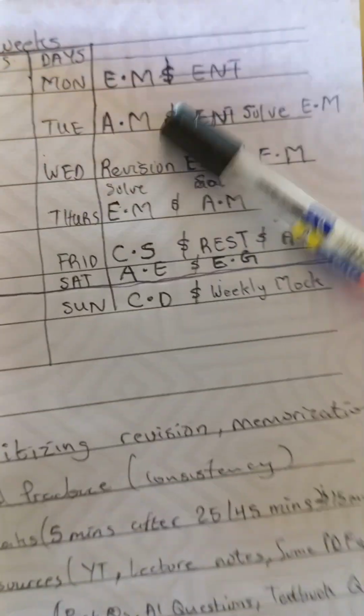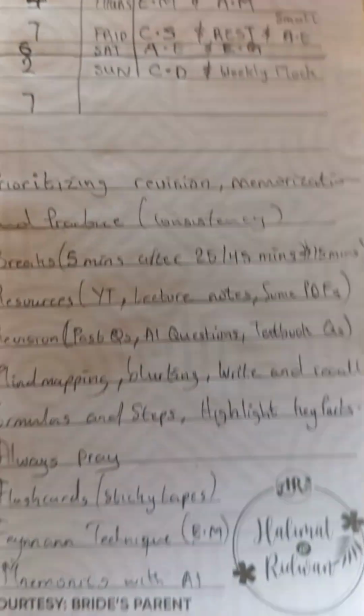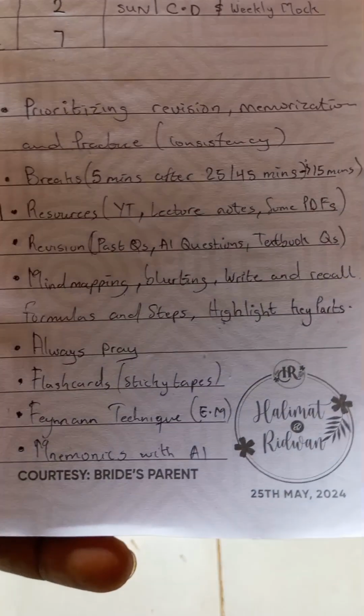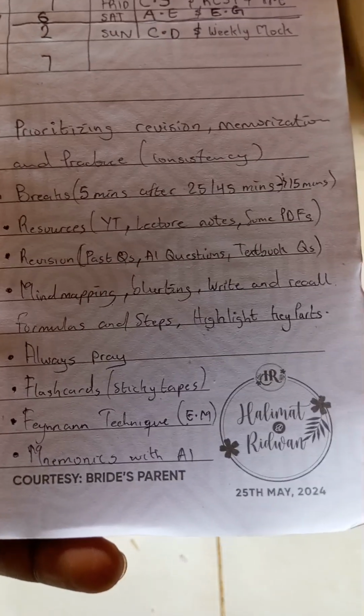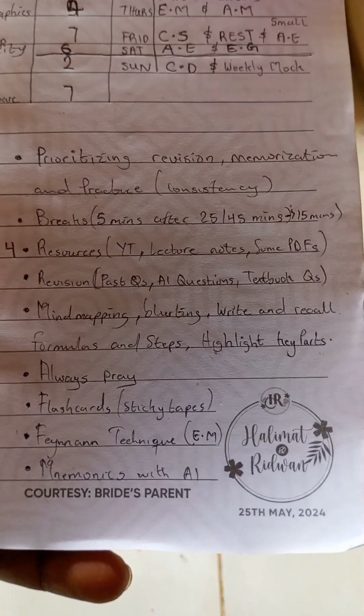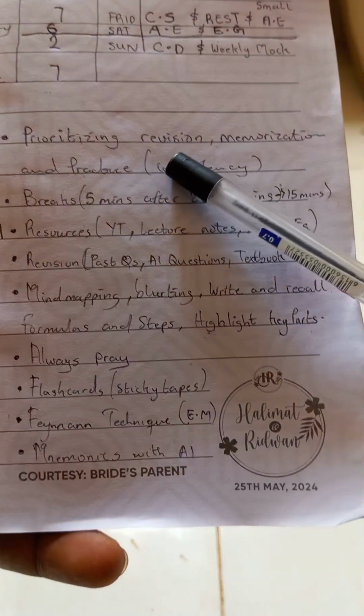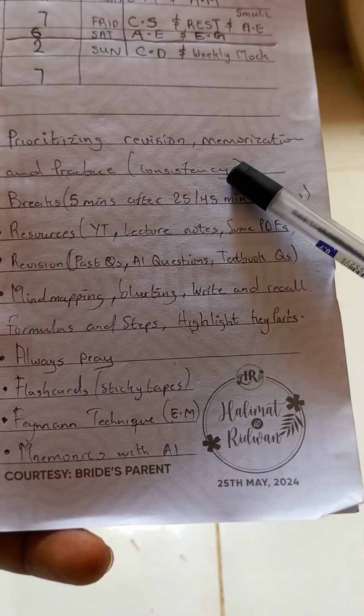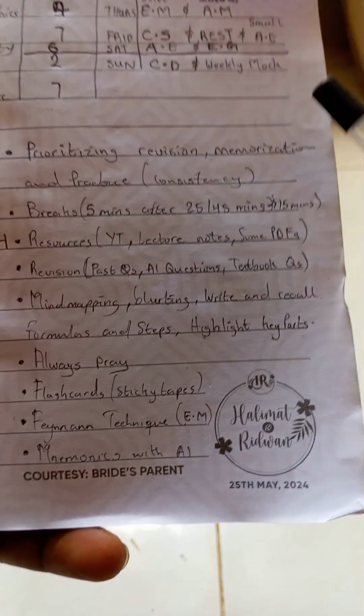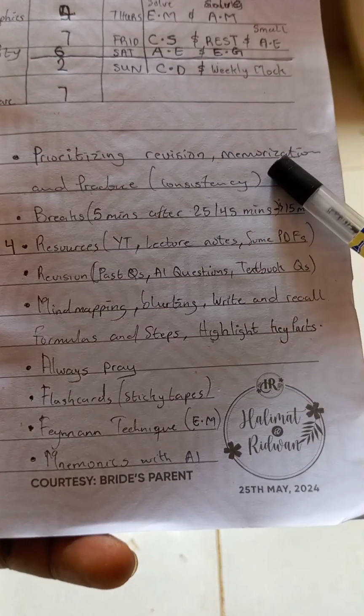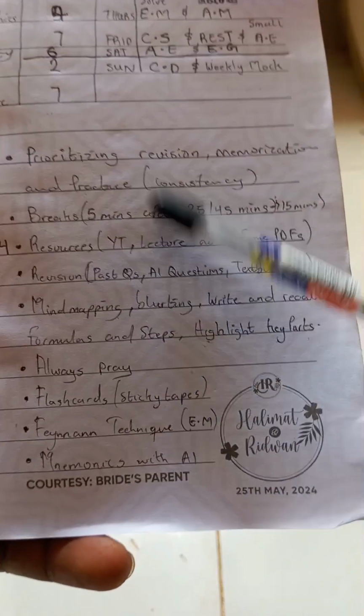So here is it. For this part, I listed out what I would be doing and the study techniques I would be using. Number 1 is to prioritize revision, memorization, and practice, which is consistency. I have to be consistent about what I'm doing. Number 2 is to take breaks.